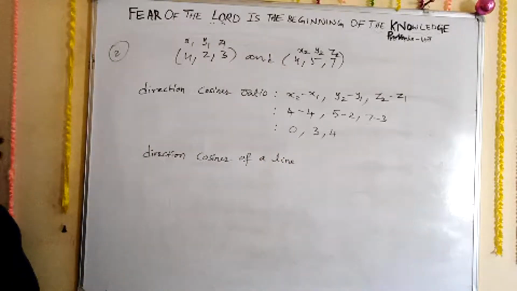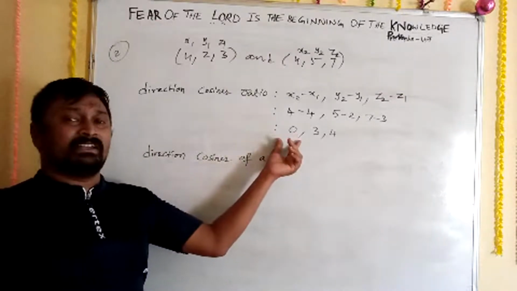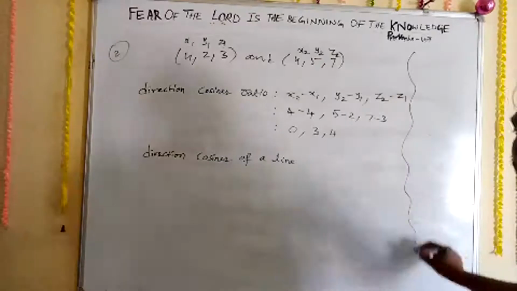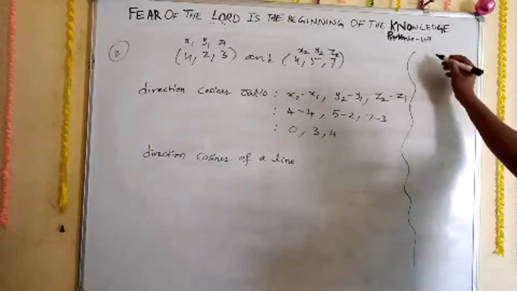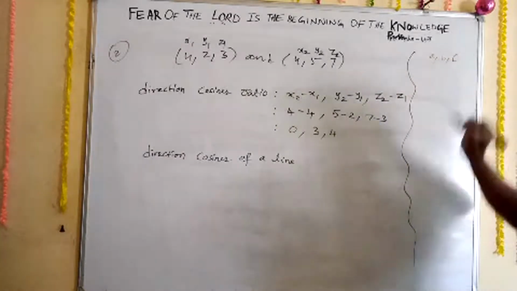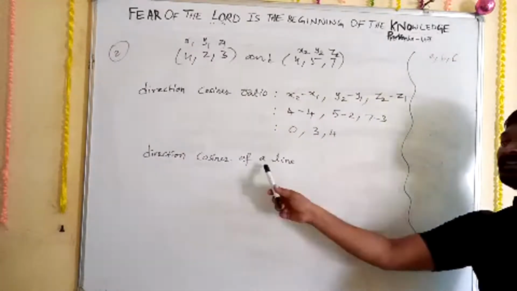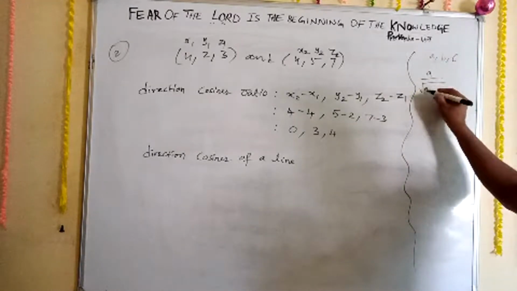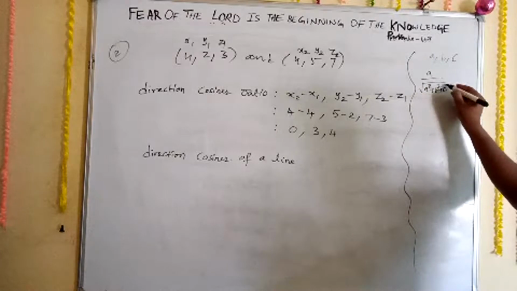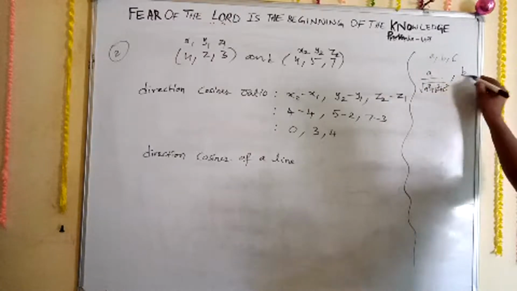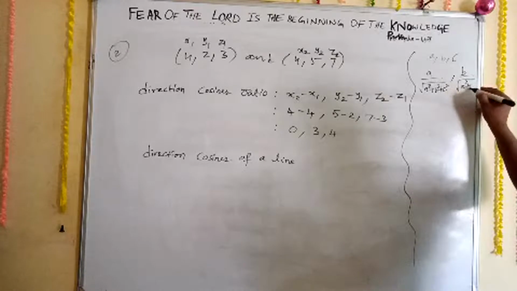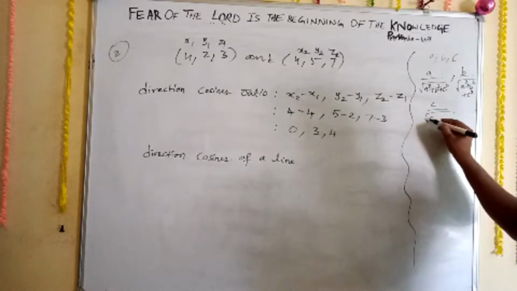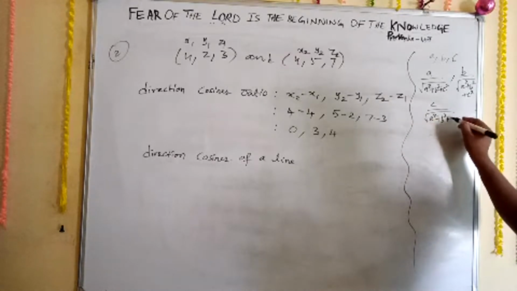So if direction ratios are given, then what is your formula? I'm going to give you the formula here. Listen carefully. If direction ratios are A, B, C, then what are the direction cosines of a line? That is A upon square root of A square plus B square plus C square. Another one, B upon square root of A square plus B square plus C square. Third one, C upon square root of A square plus B square plus C square.